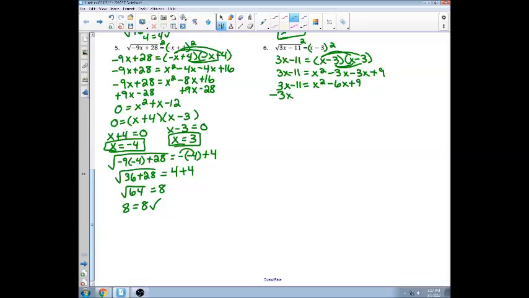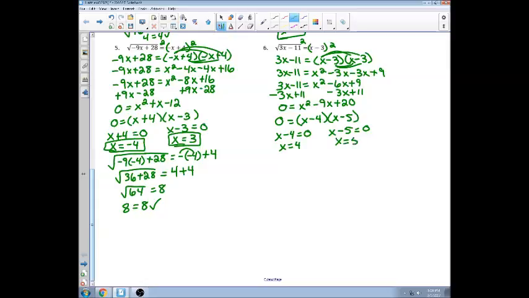Subtract my 3x, add my 11. So 0 equals x squared minus 9x plus 20. Well, what can multiply to 20 and add to negative 9? That would be x minus 4 and x minus 5. Now to have it factored, x minus 4 equals 0, so x equals 4. x minus 5 equals 0, so x equals 5.